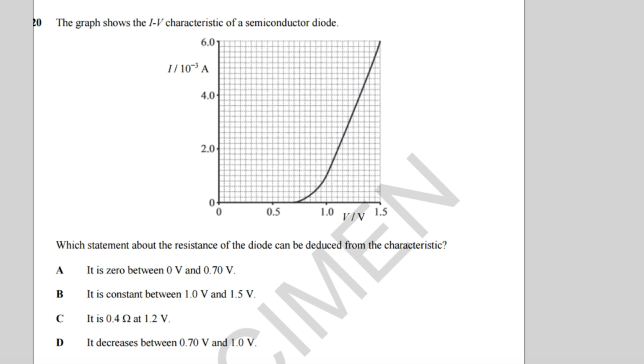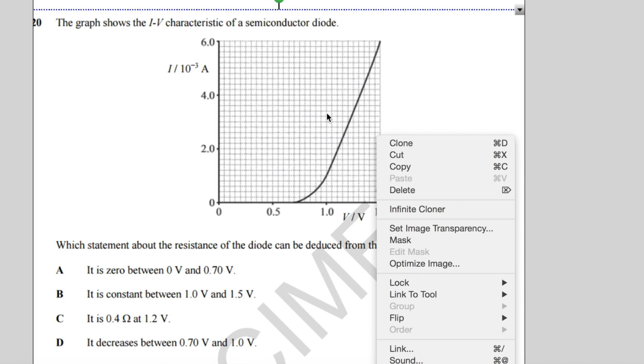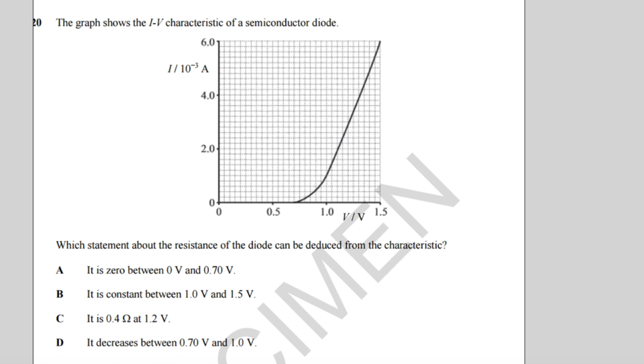This question is about a semiconductor diode, and we're given the current and voltage characteristic of our semiconductor diode. And we're given some statements and we need to decide which is true. So which statements about the resistance can be deduced from the characteristics? So is the resistance 0 between 0 and 0.7 volts? So 0.7 volts is there on our graph, and we're being asked, is the resistance 0 then?